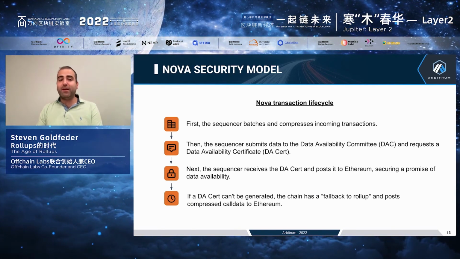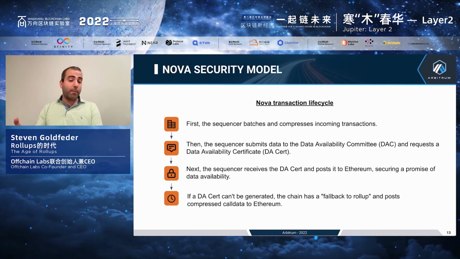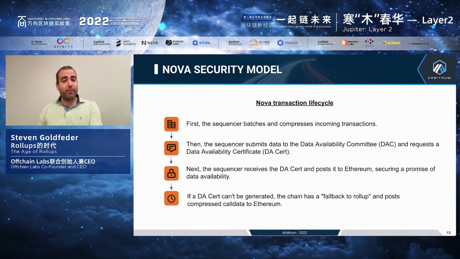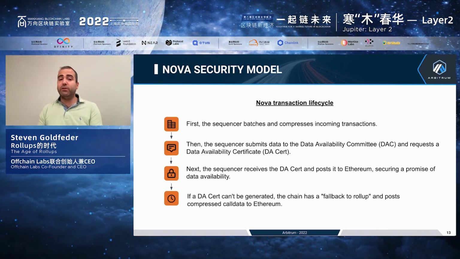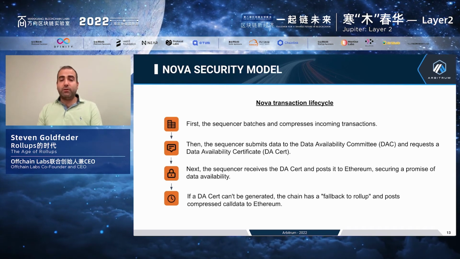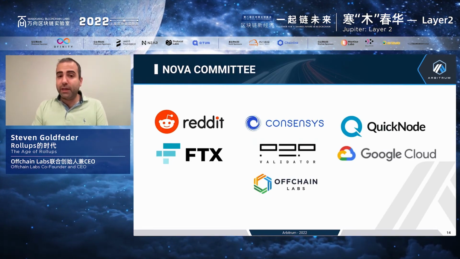So for any reason that committee is not doing its job properly, the chain continues to operate. The fees will go up because instead of sending the data to the data availability committee, you're sending it to Ethereum, but the chain will continue to operate just like a rollup does. Now, who is on the Nova Data Availability Committee?